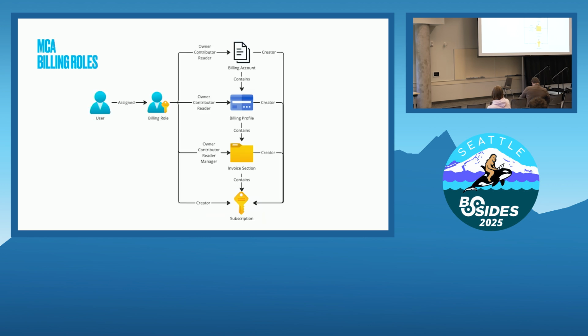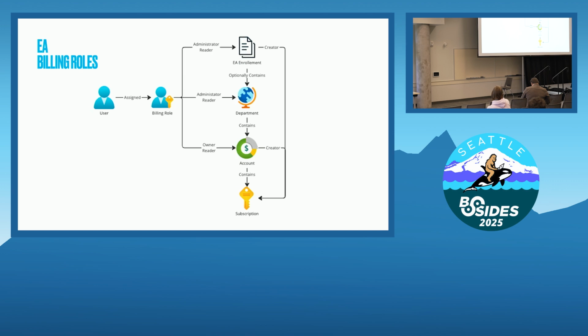The key thing to understand is that you can have billing roles, and billing roles give you the ability to make a subscription. So in MCA, if you are an owner or a contributor at any of these levels, that gives you the ability to create a subscription. You can also have a billing role that is itself just a subscription creator role. EA is very similar, but just a little bit different.